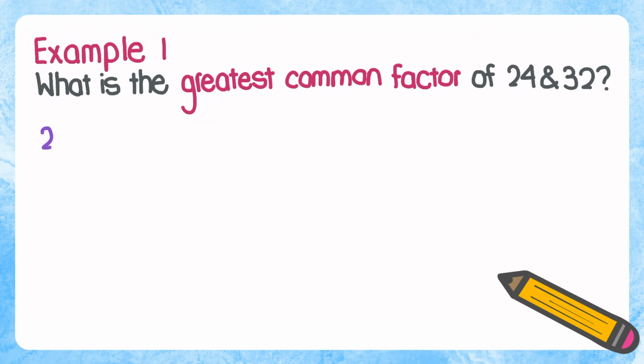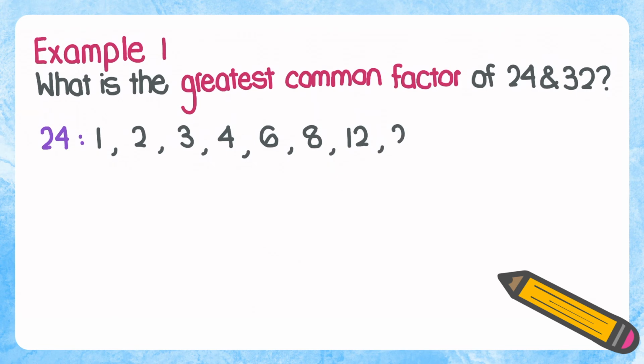So first, let's look at the factors of 24. We have 1, 2, 3, 4, not 5, but 6, and then we have 8, 12, and lastly, we also have 24. These are the factors of 24.